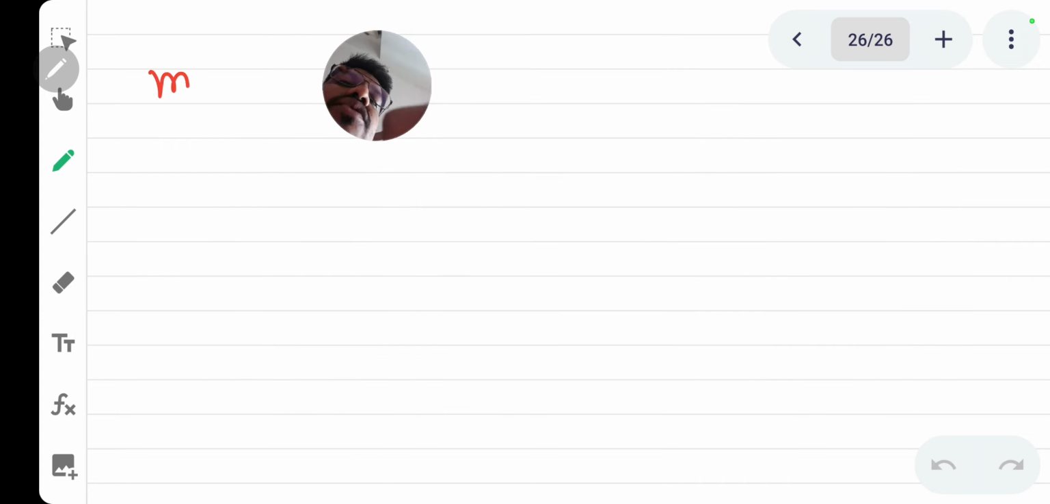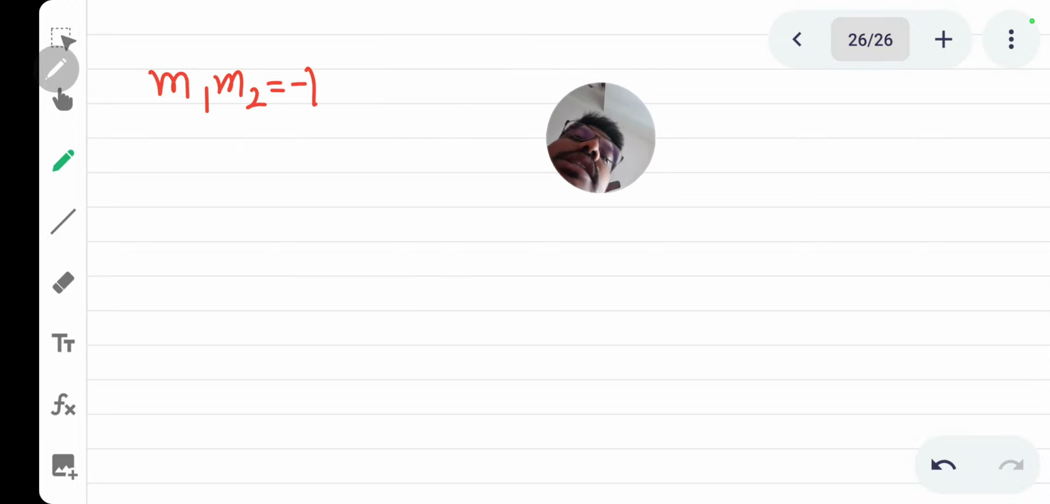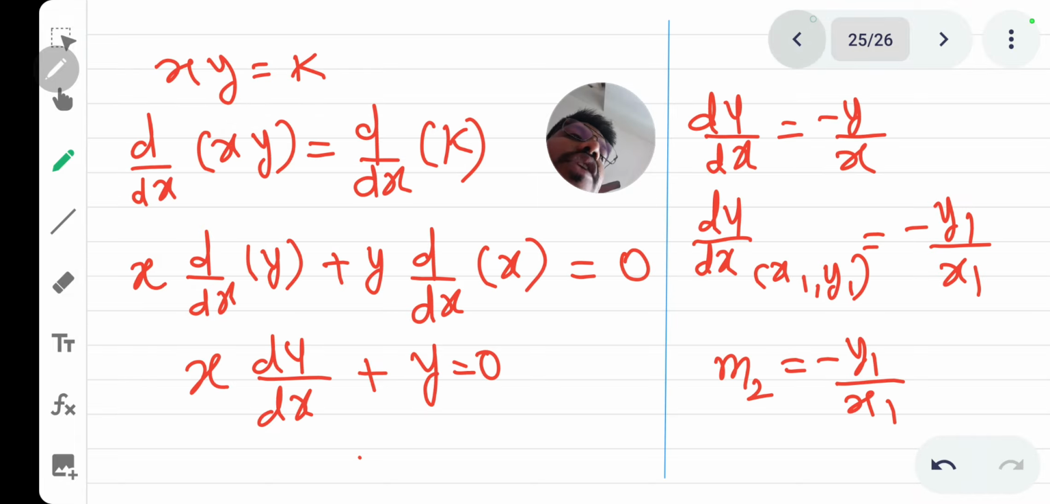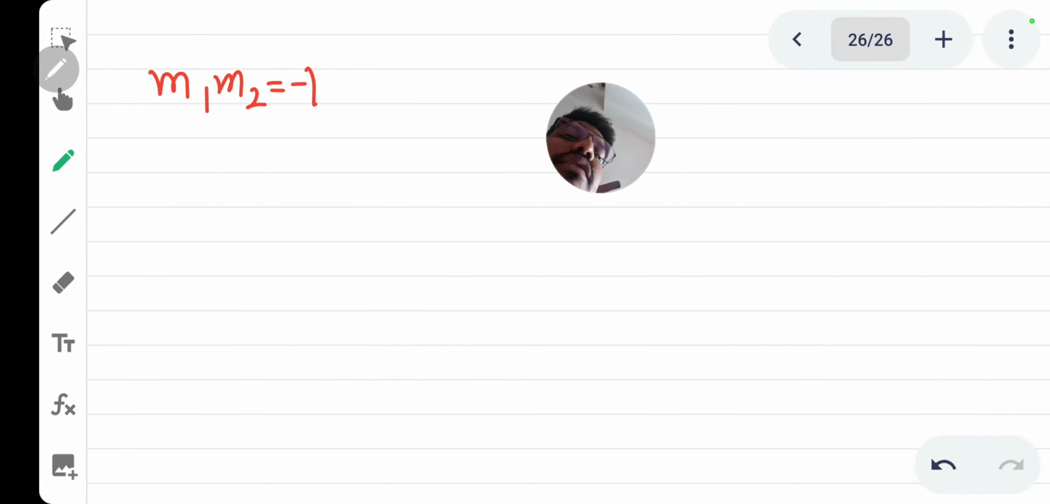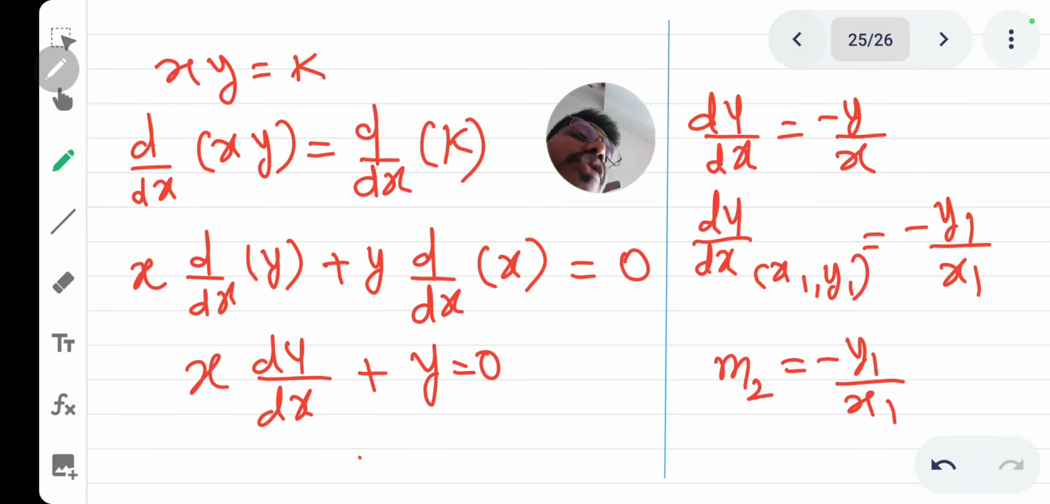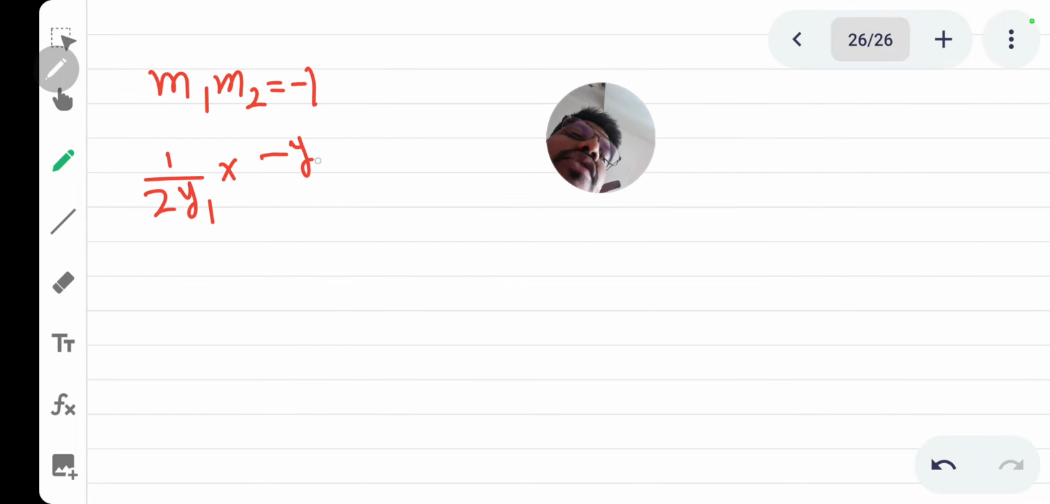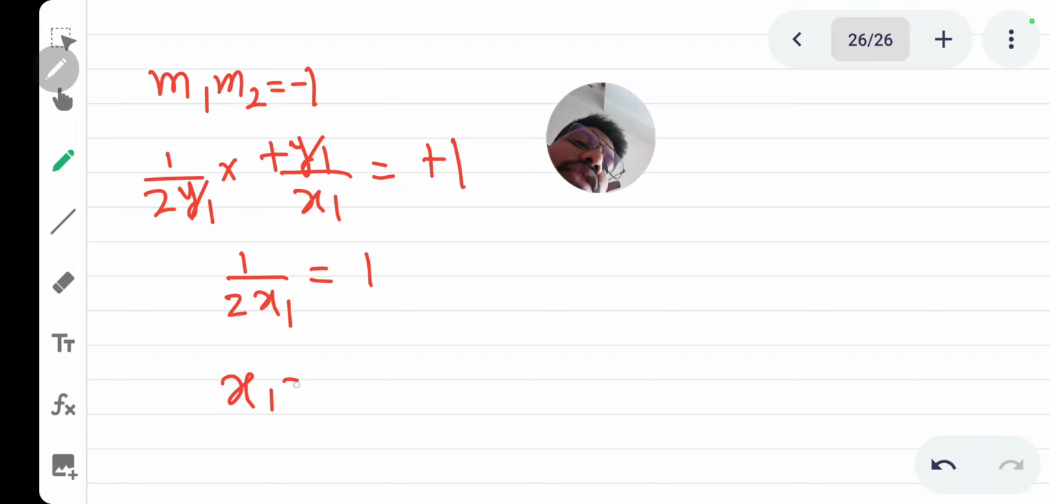Now these two slopes should have product minus 1 for the orthogonality as given in the question. m1 was 1 by 2y1, and m2 is minus y1 by x1, so (1 by 2y1) times (minus y1 by x1) equals minus 1. y1 got cancelled, minus minus got cancelled. You get 1 by 2x1 equal to 1. Therefore x1 equals half. Okay, we got the value of x1 as half.